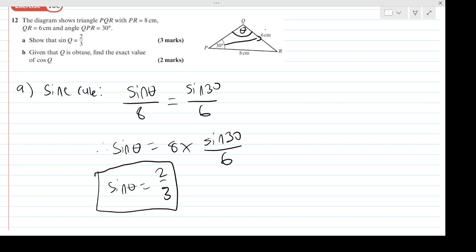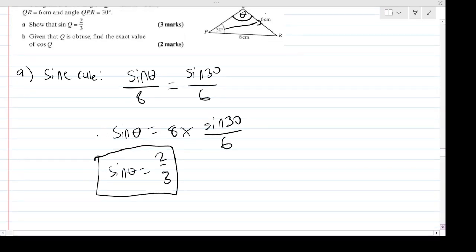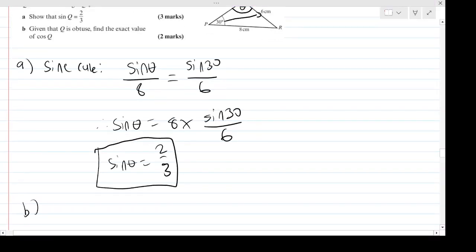Part B then, we are told that given that Q, the angle theta again at Q, is obtuse, find the exact value of cos of the angle. So cos theta. Now, we found sine theta, so we then need to find cos theta. That's going to go back to the stuff we looked at in the earlier example, where we're going to use cos squared and sine squared is 1.